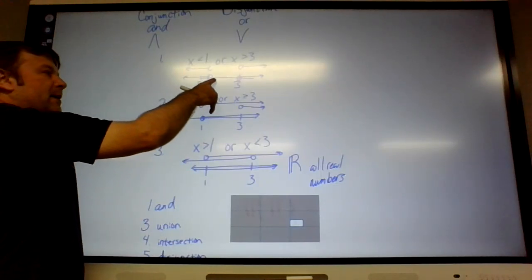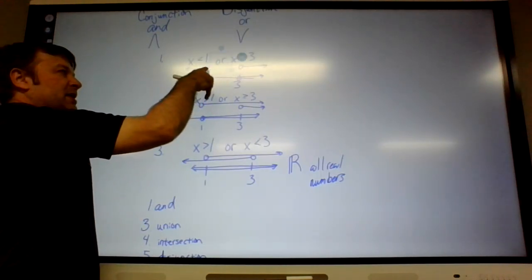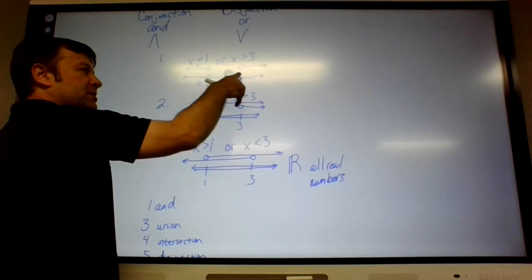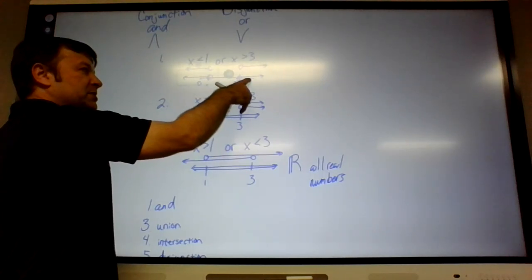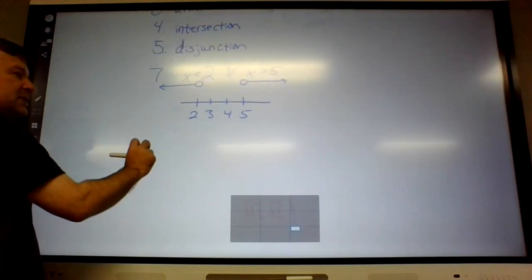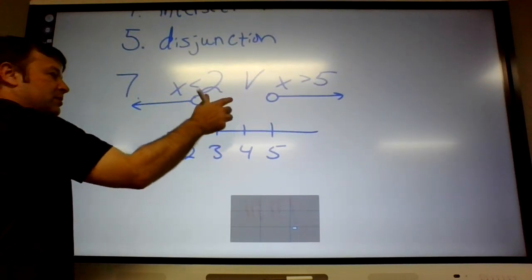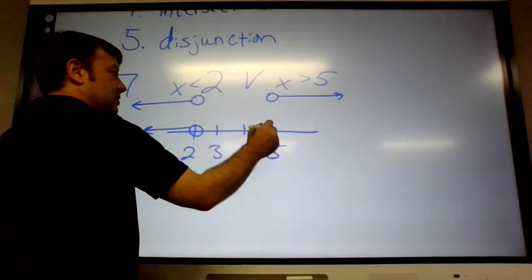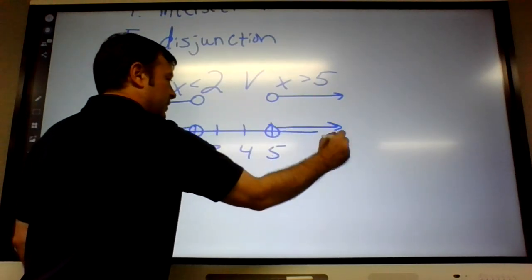Right here. Because it's an or, it doesn't matter that they don't have anything in common. Both of them are still used. This is my first example. So basically the answer looks exactly like the floating lines. So it'd be all the numbers less than 2 and all the numbers greater than 5.